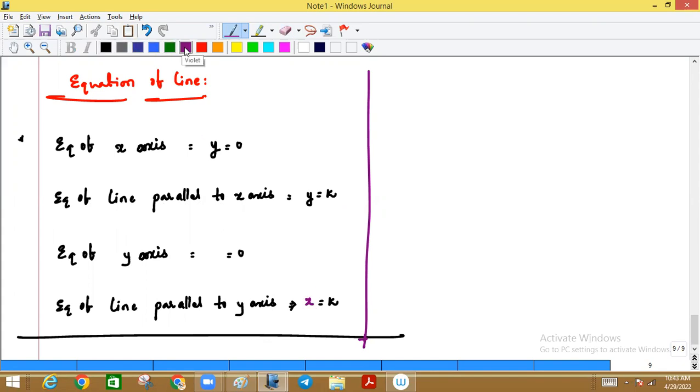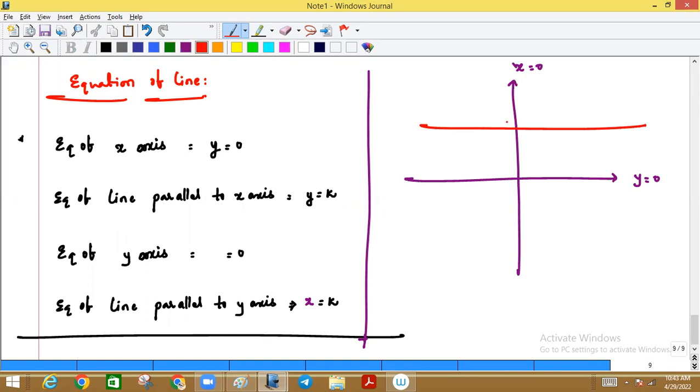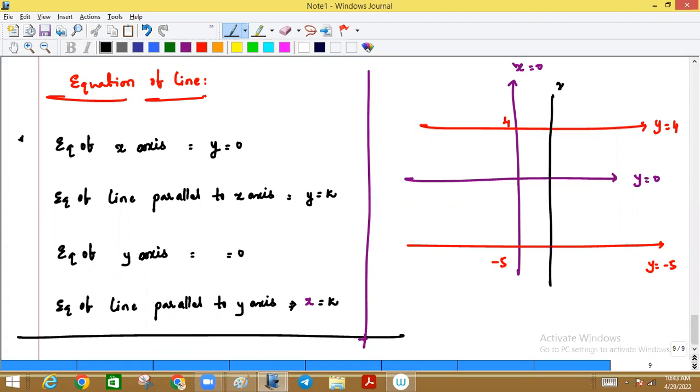Now see here. This one is y is equal to 0, which means x-axis. This one is x is equal to 0, which means y-axis. If this line is passing through y is equal to 4, you call it what? Y is equal to 4 line. This line is passing through -5 and it is parallel to x-axis, then it is what? Y is equal to -5. This line is passing through x is equal to 2, so you call it x is equal to 2.